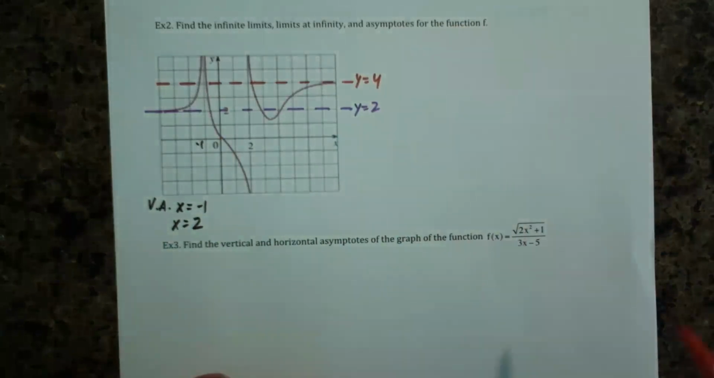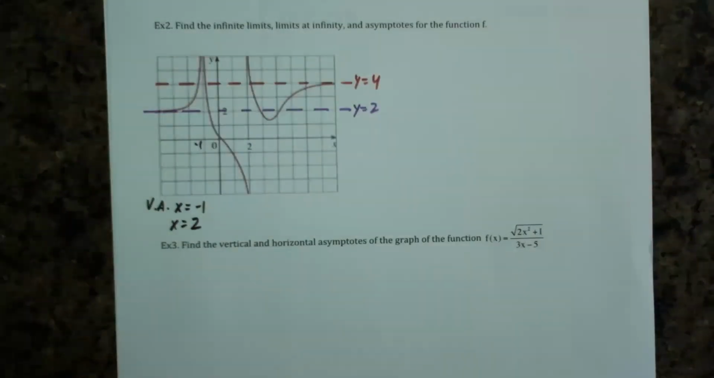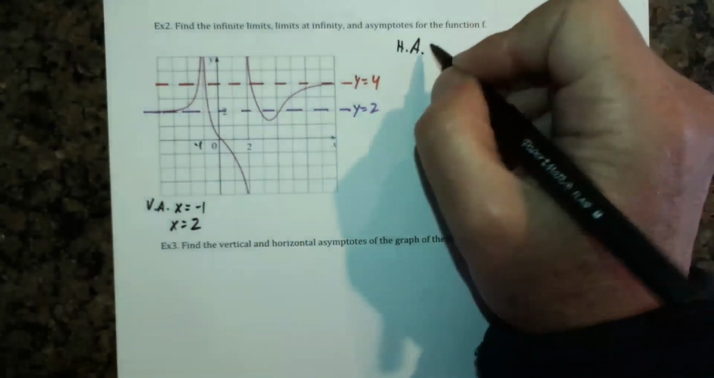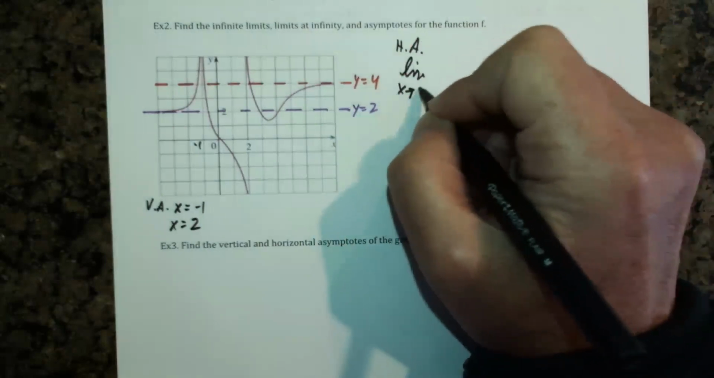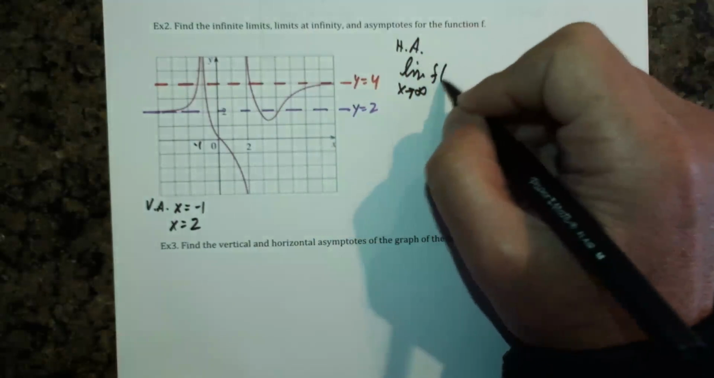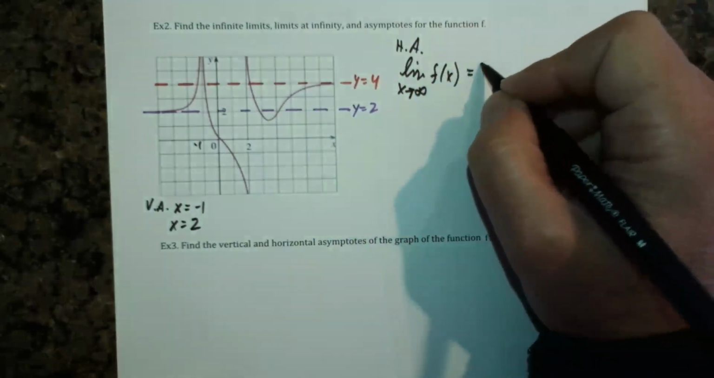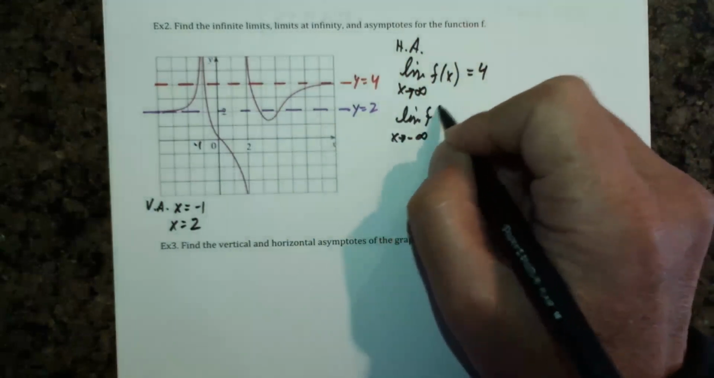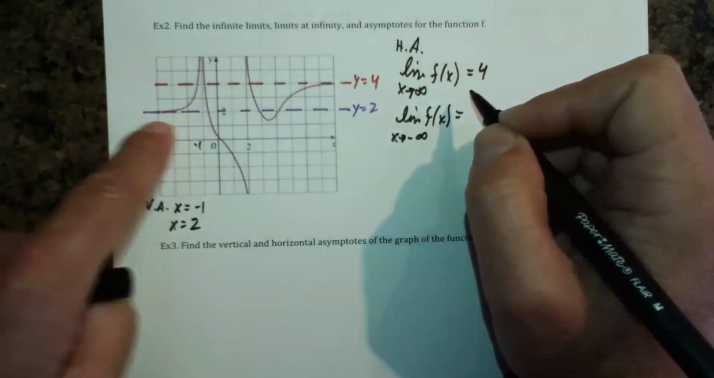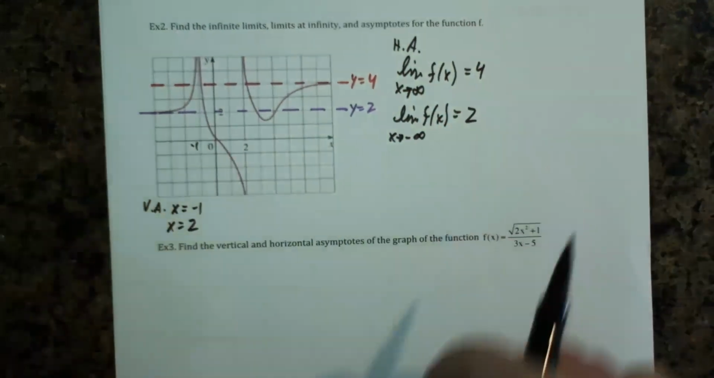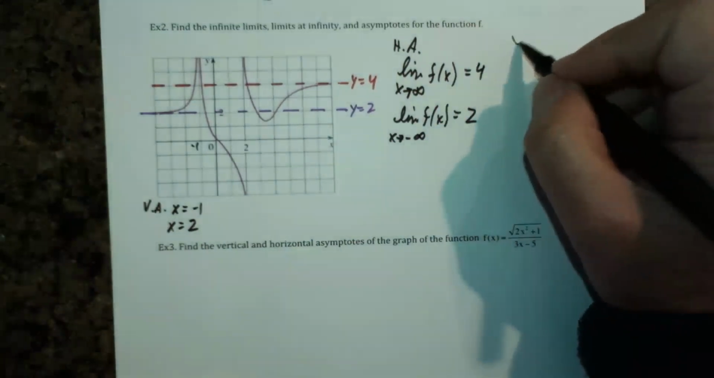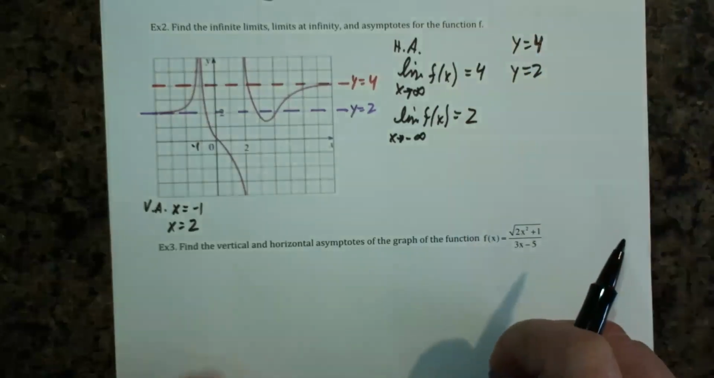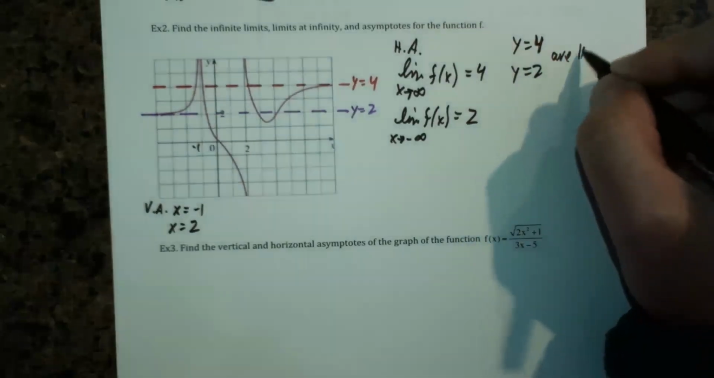So again, to put it in terms of a limit, we can see at the extremes, and these are horizontal asymptotes, that the limit as x approaches infinity of our function f of x is going to equal 4. And the limit as x approaches negative infinity of f of x, we are approaching 2. So these are our horizontal asymptotes: y equals 4, y equals 2.